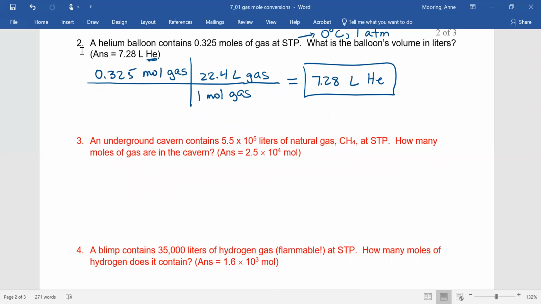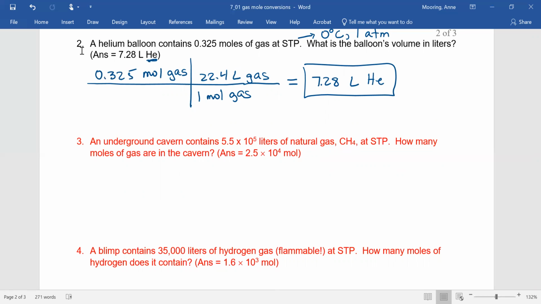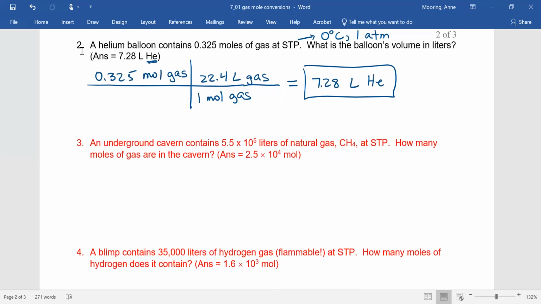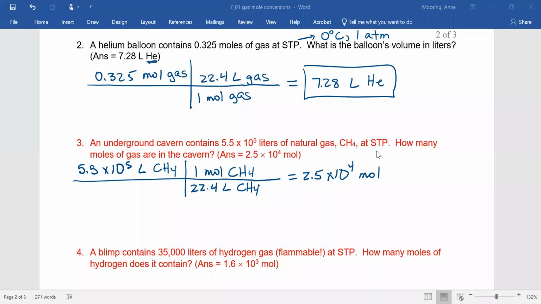All right, you are going to try the problems in red. I'll leave the sample problem displayed up there for your reference. So I'm going to pause and you're going to try these problems. Here is the setup that you should have had for number 3.